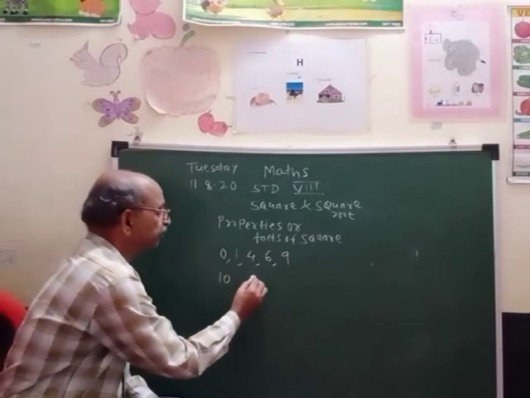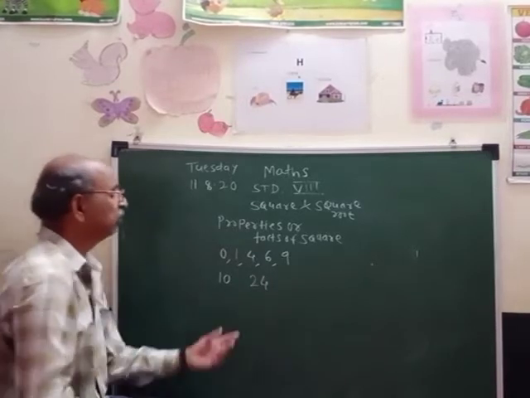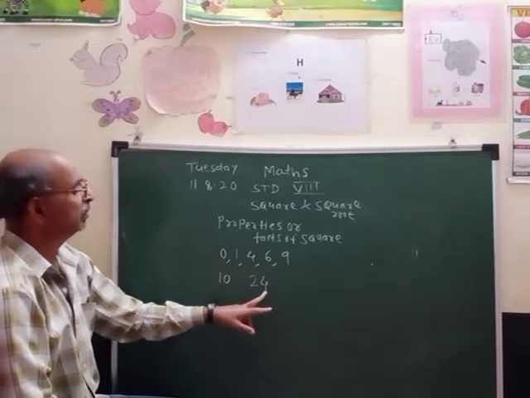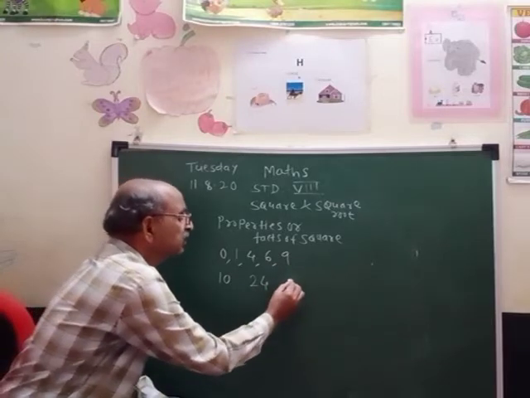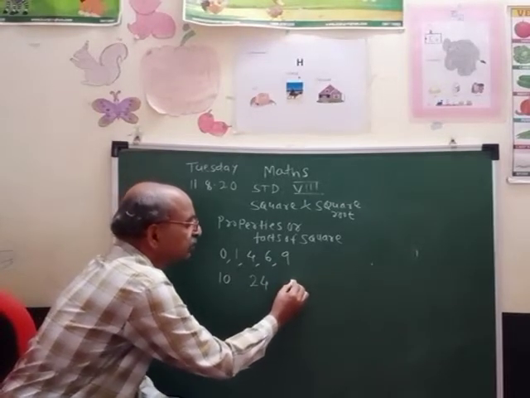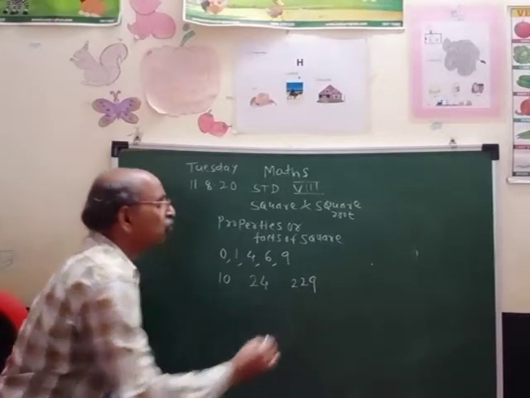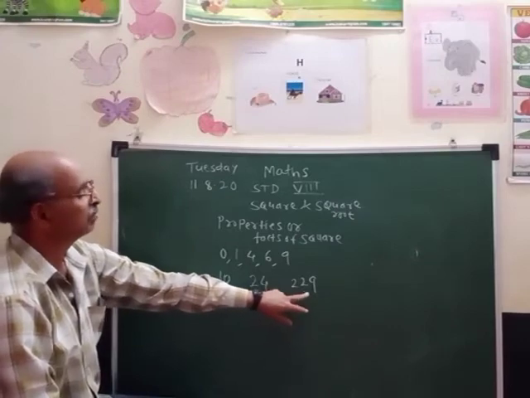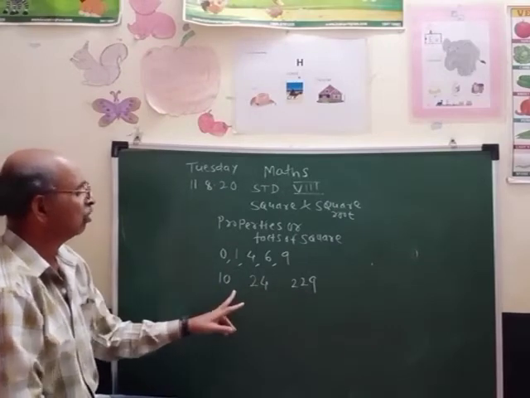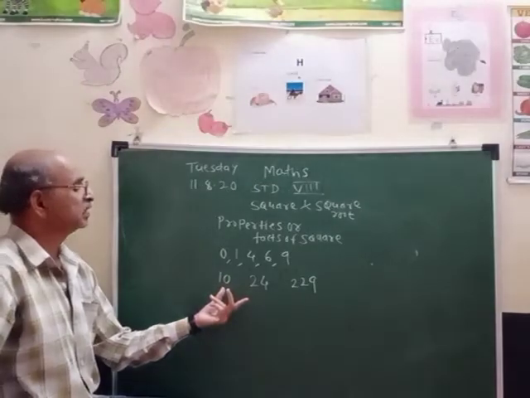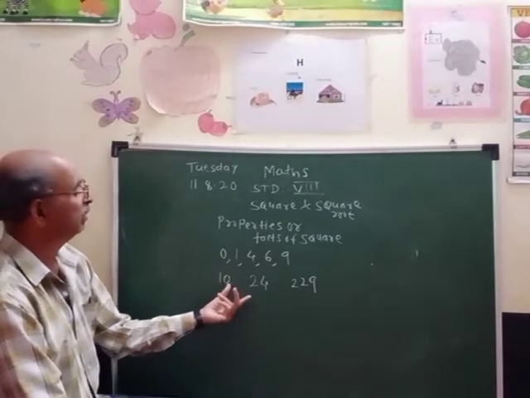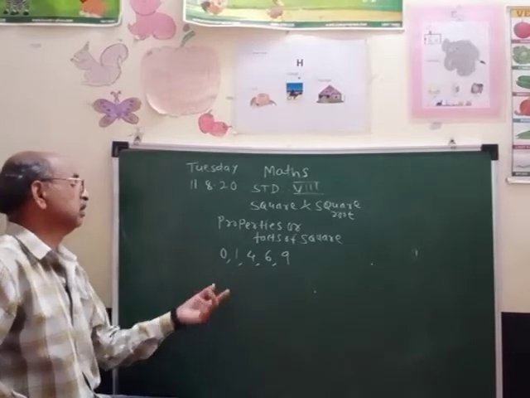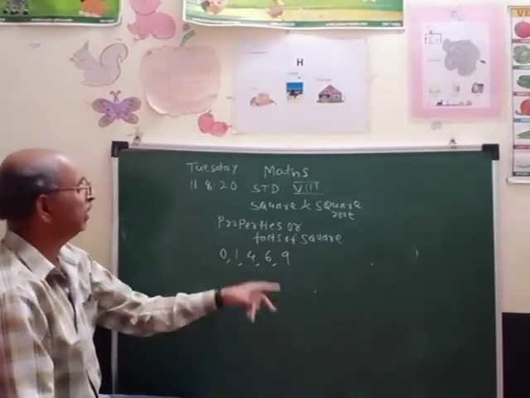If we take 24, 24 is also not a perfect square because we cannot write it as a product of the same number. If we take 229, the number ends with 9, but this number also we cannot write as a product of the same number. So these numbers are not perfect squares. So what is a perfect square? If we write a number as a product of the same number, then it will be a perfect square. So these digits mean maybe or may not be.